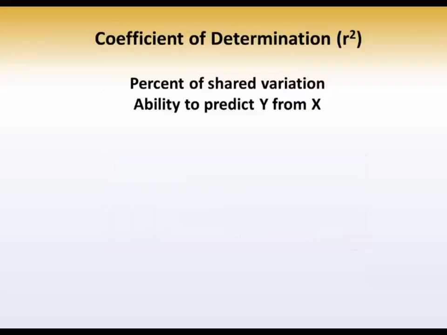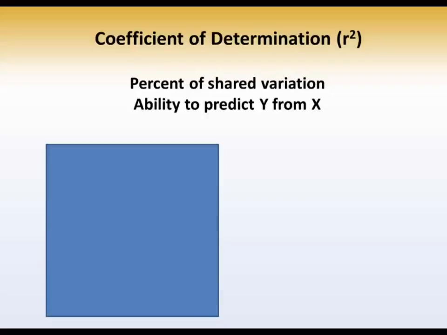Here are some illustrations of the coefficient of determination and how you would interpret them. The coefficient of determination represents the percent of shared variation, how much variation in the y variable can be accounted for by knowing the x variable. Here's a box that represents variance. Variance in some variable called y. Maybe it's achievement on a test. Maybe it's VO2 max. Maybe it's percent fat. But whatever it is, this box represents variance.